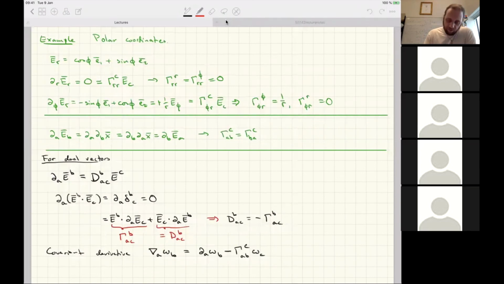So if we look at it like this, so we look at dA omega b EB. This is the product rule again. This is dA omega b EB plus omega b, and then dA EB, and then we do the same thing as we did before for the tangent vectors, and we find that this term becomes this term multiplied by EB. Got it.